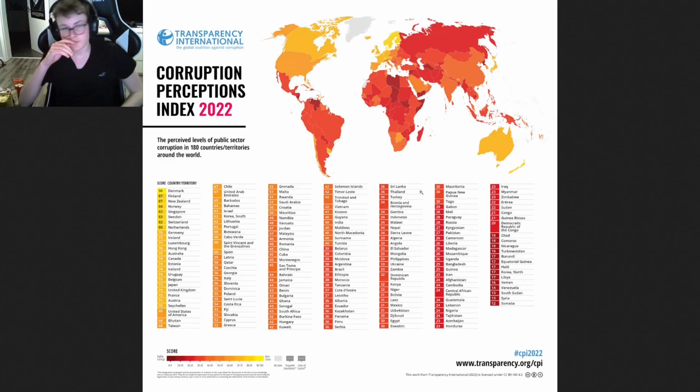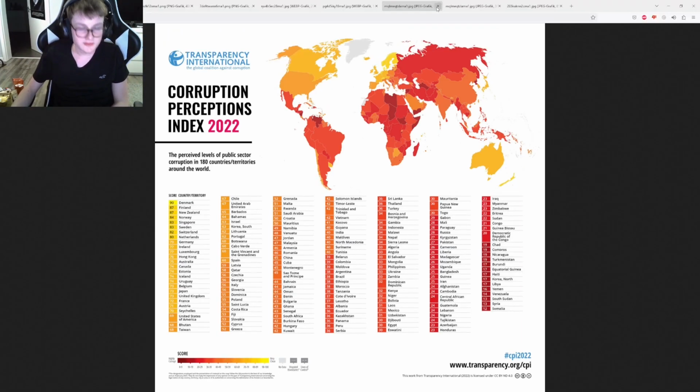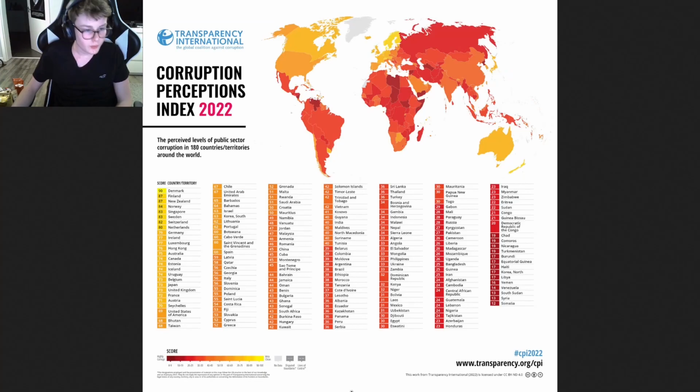Corruption index of 2022. Alright, we got Germany with 79. So I think that's pretty good, or it's okay at least. Who's better?